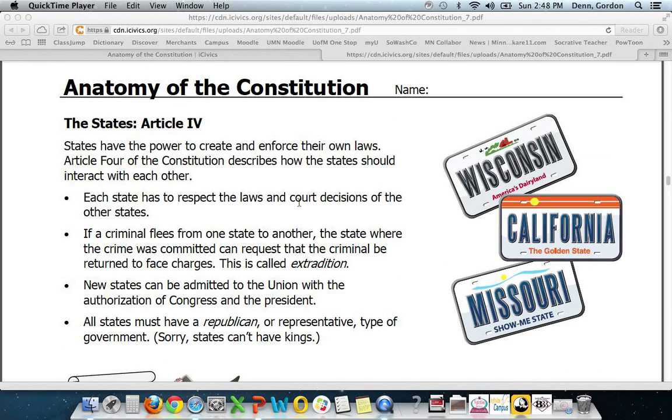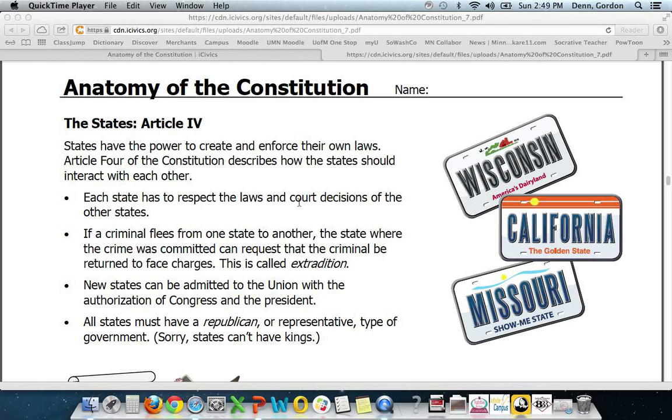The fourth article talks about the states, that they have power too. And this is a really important part of our law, and it has to do with federalism, that our national government has laws and our state governments have laws at the same time. That's called federalism. The central national government is one part of government, and the state government is also a part of government. So I can be a U.S. citizen that has to follow U.S. laws, and at the same time, I can be a state citizen of a state like Minnesota, and I have to follow the laws of Minnesota.